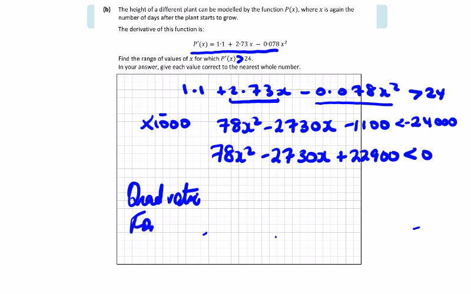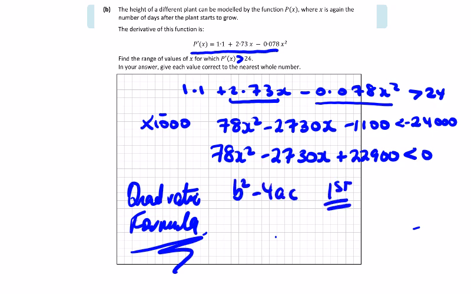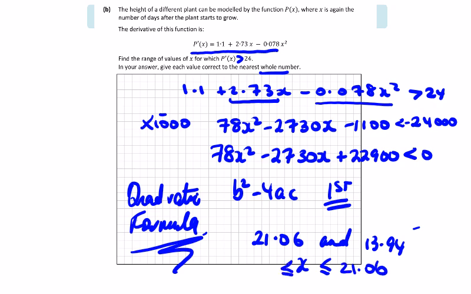We've seen this a few times in these videos. If in doubt, just go straight to the quadratic formula, calculator use. I would suggest doing b squared minus 4ac first, rather than typing the whole thing into your calculator. It just makes it a little bit easier. The two values I'm getting here are 21.06 and 13.94. And to the nearest whole number, x would have to be between the higher value, 21.06, sorry, 21 to the nearest whole number, and 14 down this end. Those are my two answers for this question.